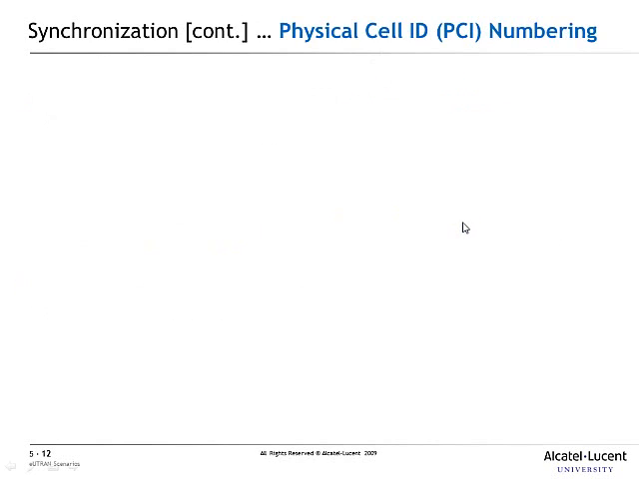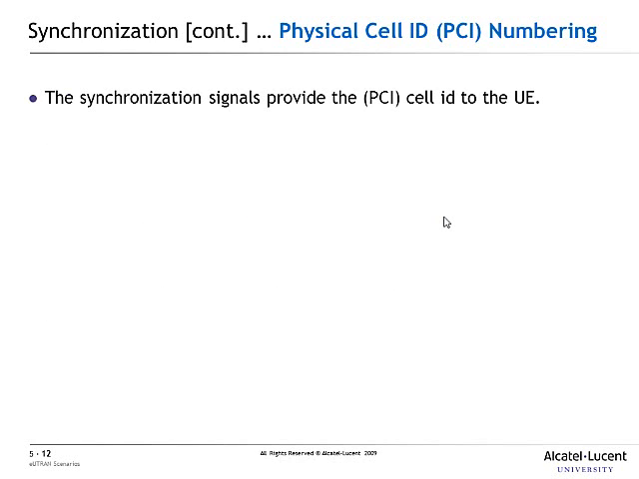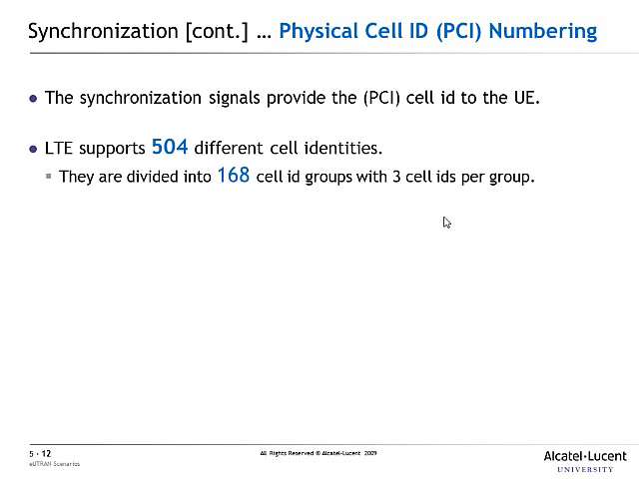Now, each cell has a number. Okay, just like in GSM as well as in 3G, we allocate a certain number to a cell, and this number is referred to as a physical cell ID or PCI. And the cell ID information is very useful for the UE.